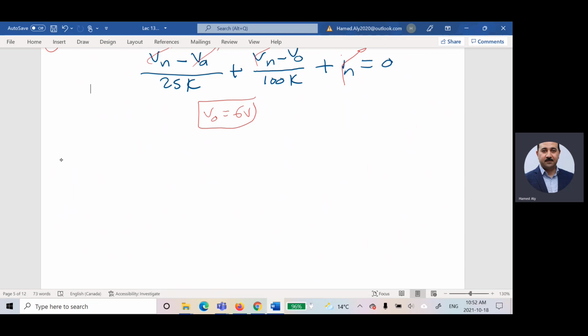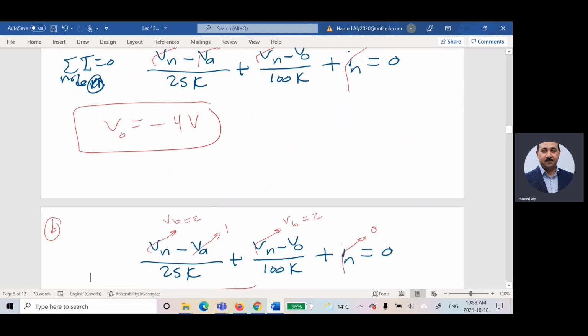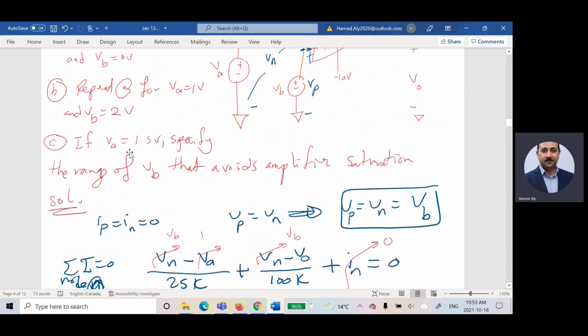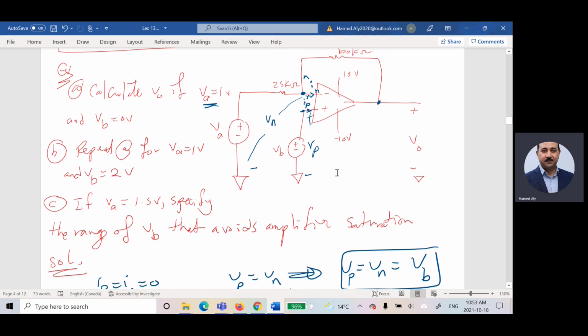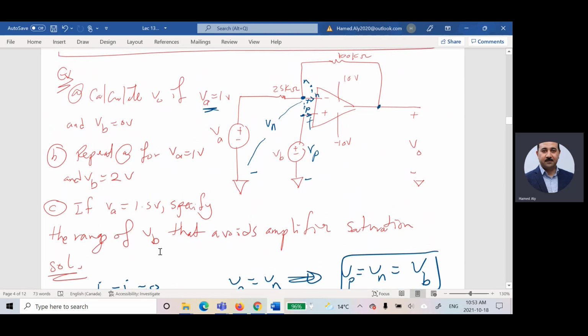For part C, what did he ask me about? If VA is equal to 1.5, he would like me to repeat solving the problem. VA at that time is equal to 1.5, and he would like me to specify the range of VB. He would like to find VB that avoids amplifier saturation. Again, he would like me to calculate the range of VB if VA is given as 1.5, that avoids amplifier saturation.